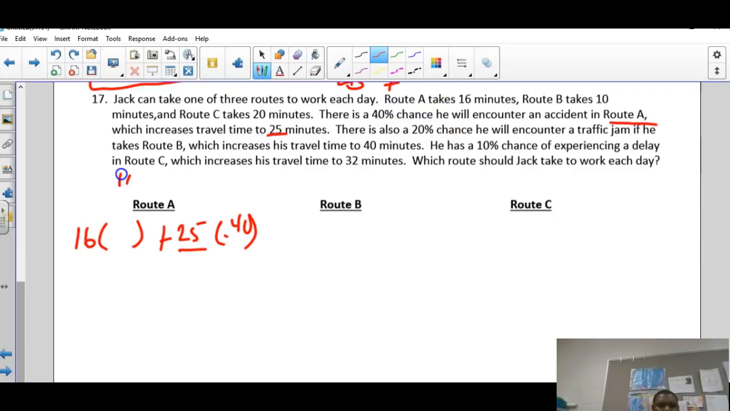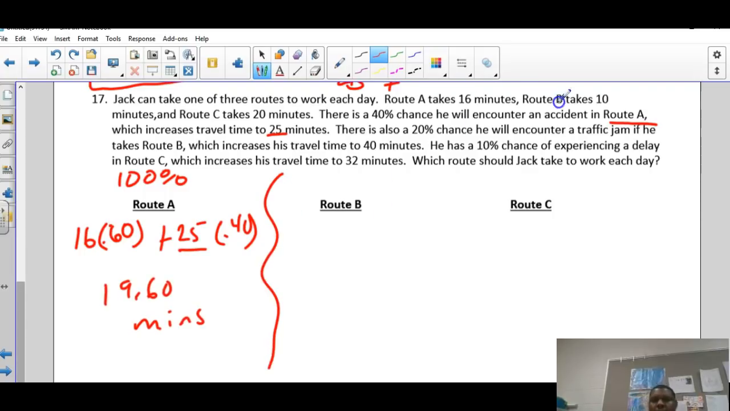So remember, everything must equal 100%. So if this is 40%, then this is 0.6 or 60%. 40 plus 60 is 100. So I'm going to do this equation right here: 16 times 0.6 plus 25 times 0.4. When I do that, I get 19.60 minutes, or 19.6 minutes, okay?